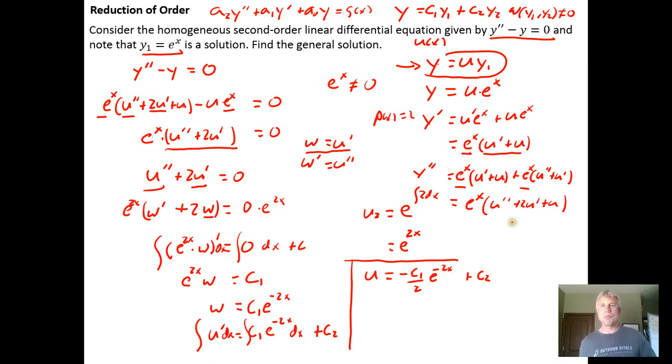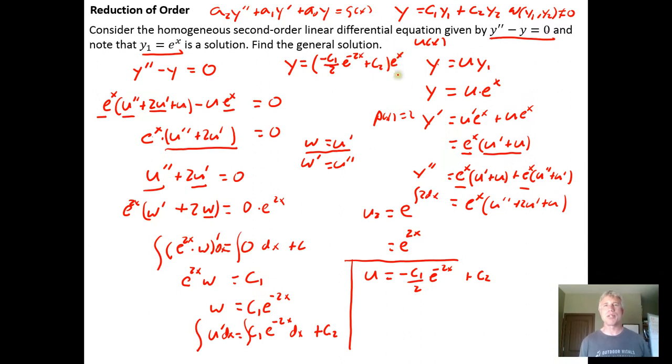our c sub 2. Now remember, what we did is we guessed that the solution looked like this: y equals u times y sub 1, or u times e to the x. So that tells us that our solution is y equals negative c sub 1 over 2 times e to the negative 2x plus c sub 2. That's our u times e to the x. So this is a solution to that differential equation.